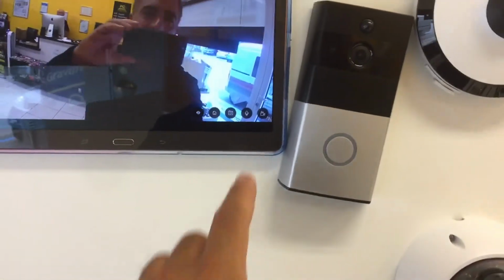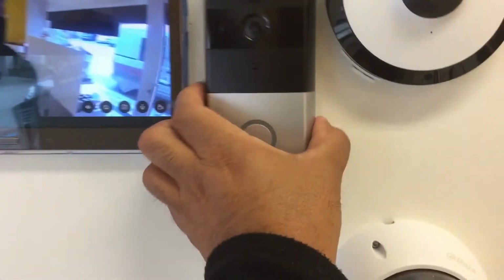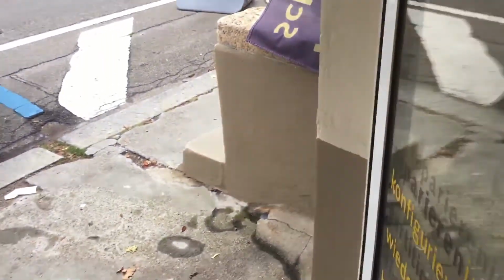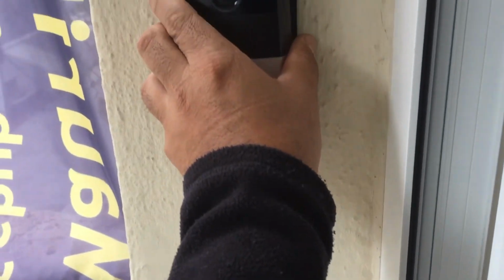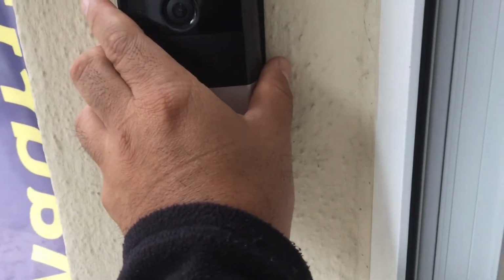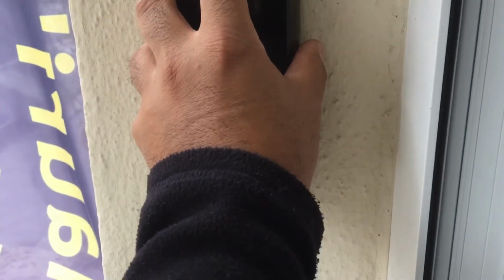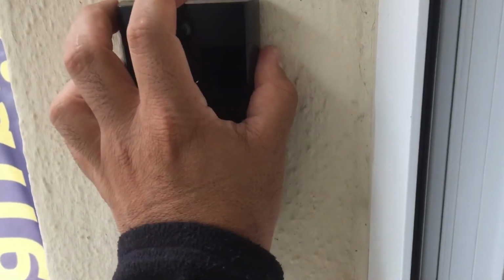One of the best and very good things about this whole process is that the apparatus works with batteries. In this case, the normal position of this Ring Doorbell is outside in the street. Outside in the street, bingo.